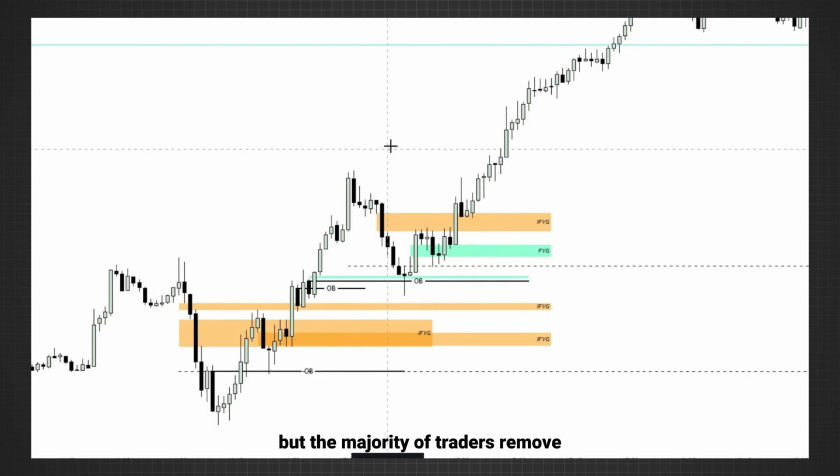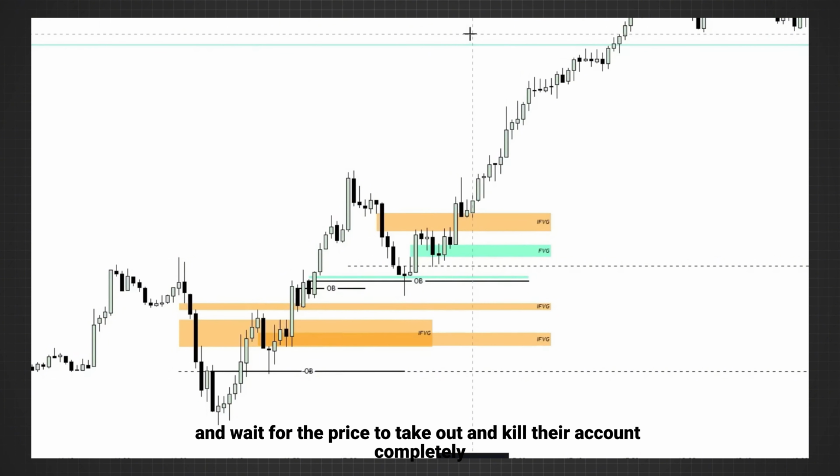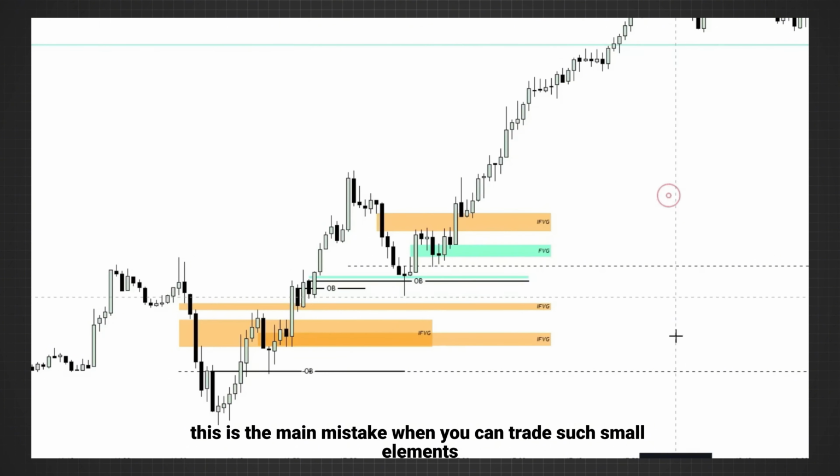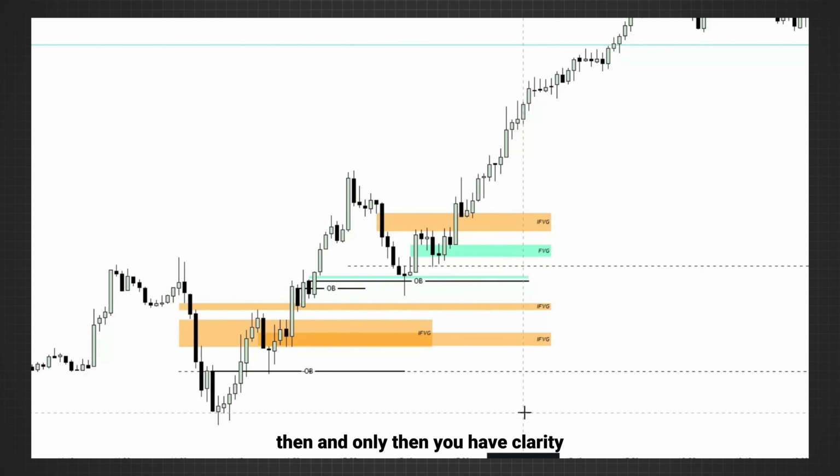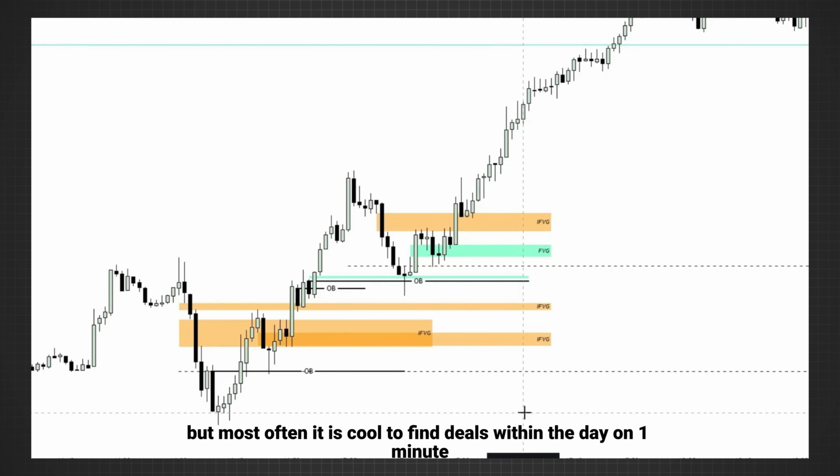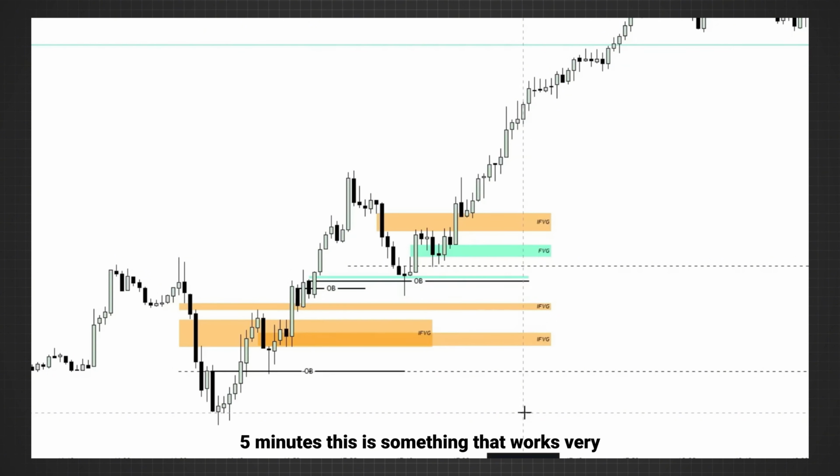But the majority of traders remove the stop loss and wait for the price to take out and kill their account completely. This is the main mistake. When you can trade such small elements, then and only then you have clarity. Clarity, jewelry entries, and all these elements are repeated absolutely on different time frames, but most often it is cool to find deals within the day on 1 minute, 5 minutes. This works very, very well, but you have to be very careful with it and not hurry to go through it with the help of this history, because you need to sharpen your perception first.